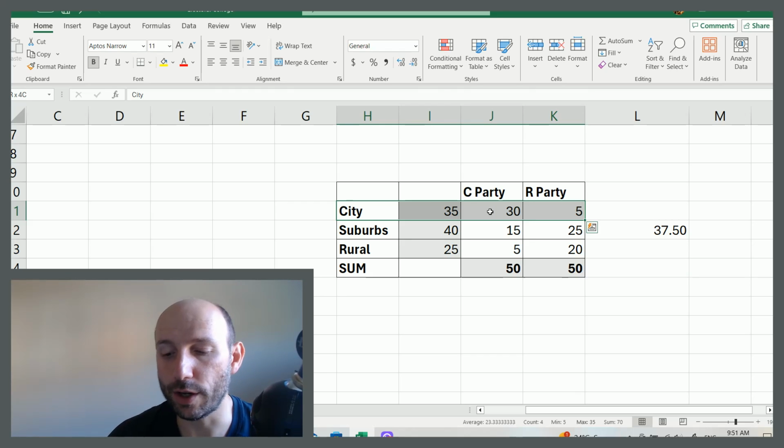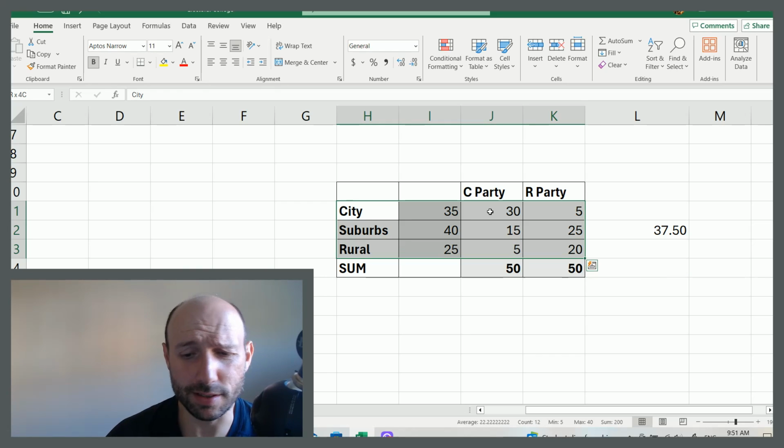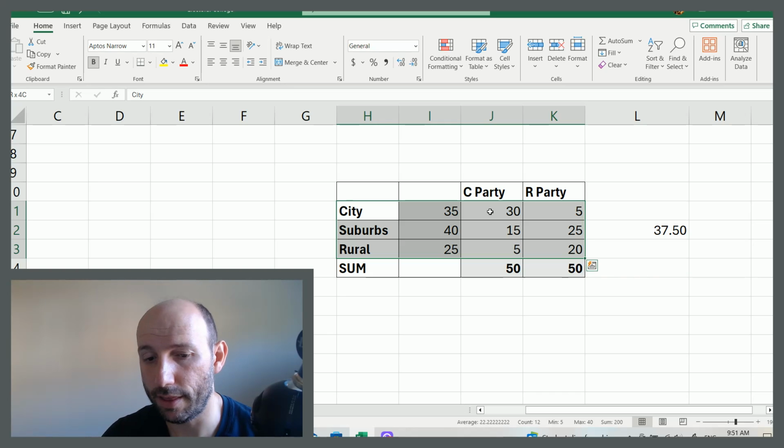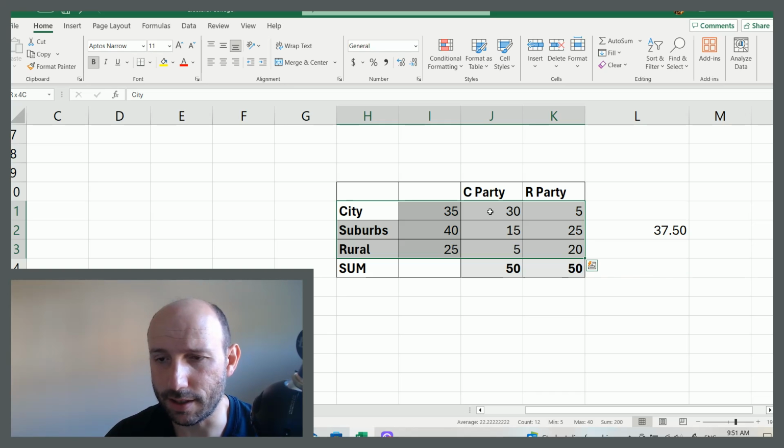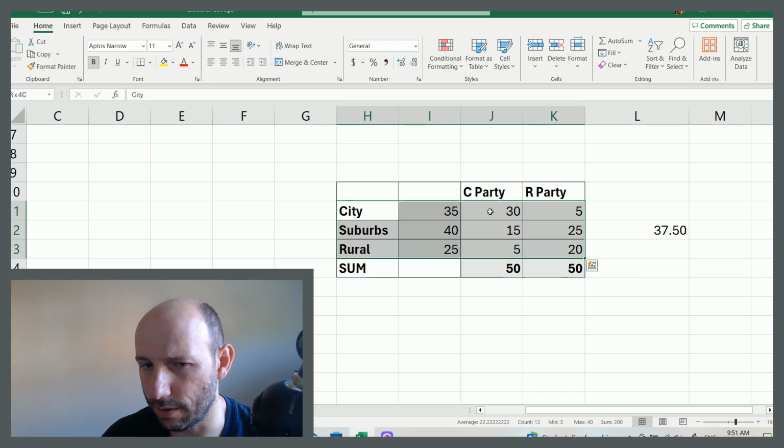Now the other question people might have is, well, why is this even an issue, right? It's democracy. Majority rules. If there's more people in the cities than the rural areas, then it makes sense that the cities have more influence than rural areas.